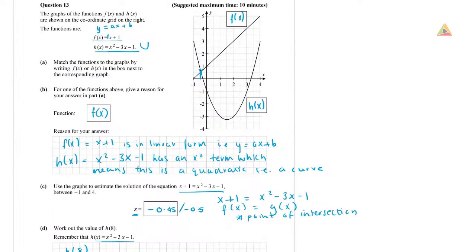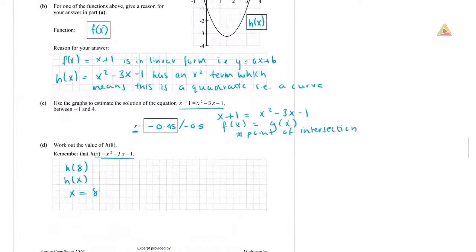Now we can't actually use the graph because we don't have an x value for 8 that's drawn in there. We only go up to 4 on the graph. So the reason it said work out is because you have to work it out. So we're going to rewrite, h of x is equal to x squared minus 3x minus 1. And we know that x is equal to 8. So we want to get the corresponding y value.